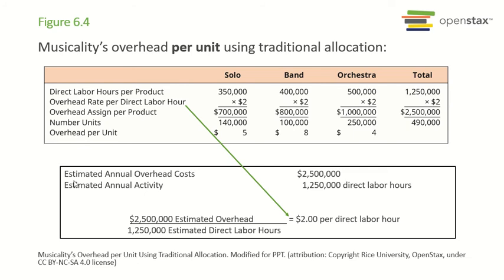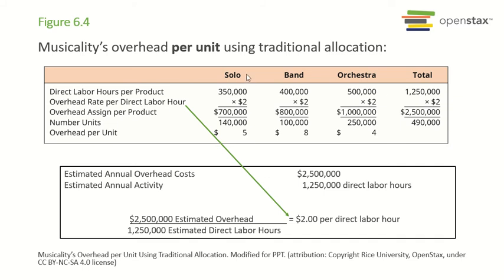So we know the estimated annual overhead cost is $2.5 million. The estimated annual activity is 1.25 million direct labor hours. So we use the $2.5 million estimated overhead divided by the 1.25 million estimated direct labor hours. We get $2 per direct labor hour. That's our overhead rate per direct labor hour.